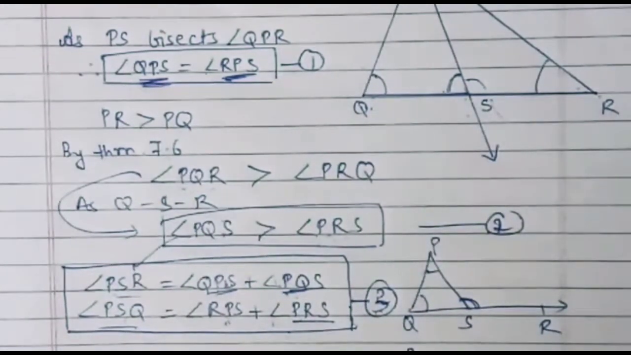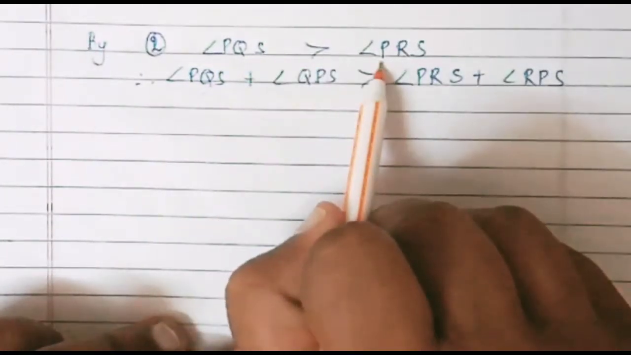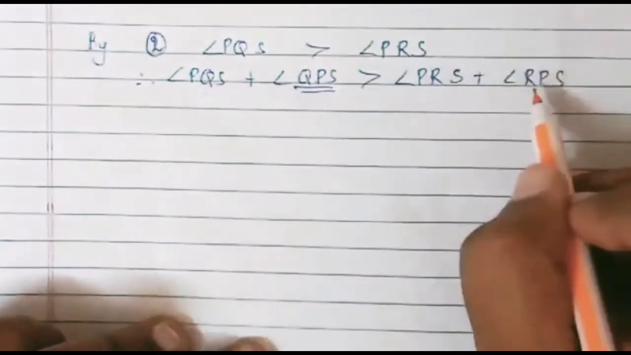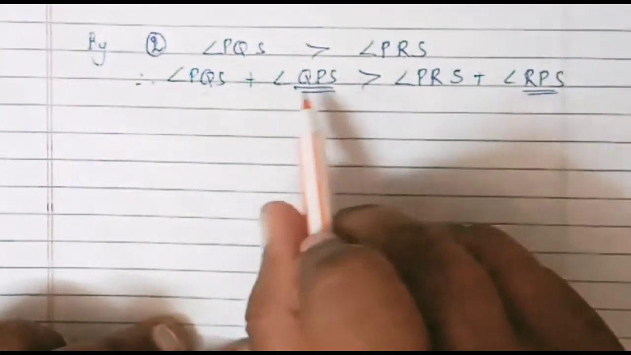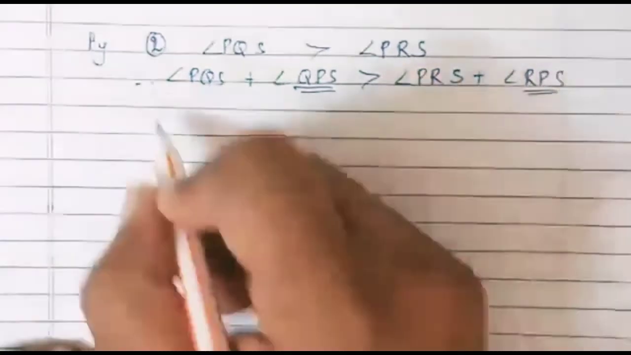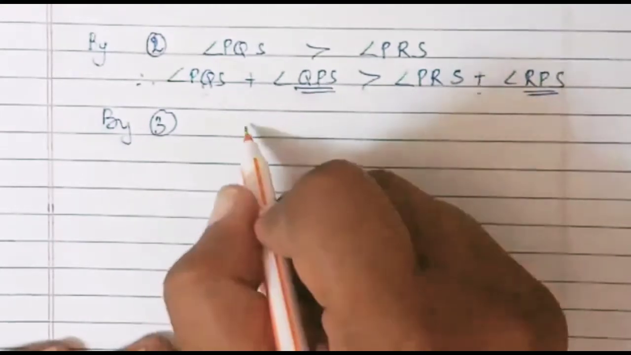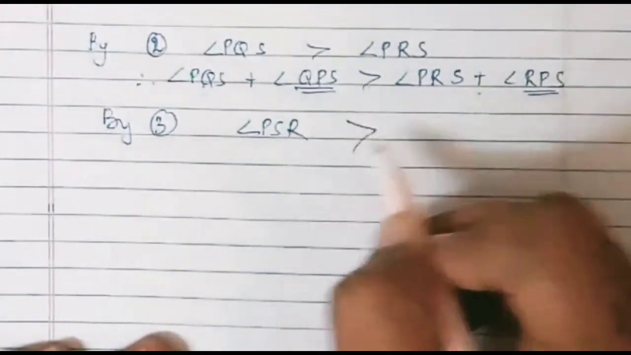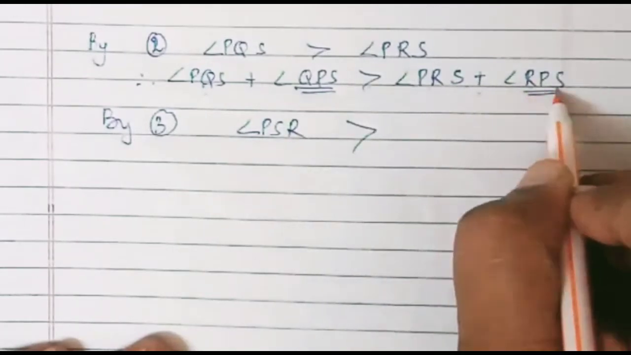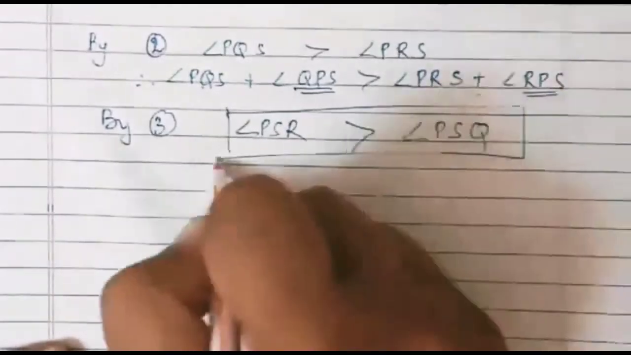So let us see how to write. By result number 2, angle PQS is greater than PRS. These QPS and RPS are equal angles, so the greater than sign will not change because I am adding equal angles. Now by result number 3, PQS plus QPS will become angle PSR, and it is greater than angle PRS plus angle RPS, which is angle PSQ, and thus the result is proved.